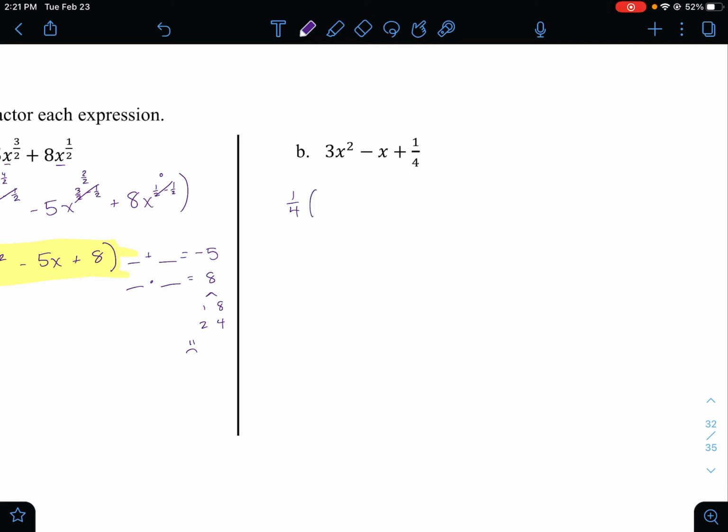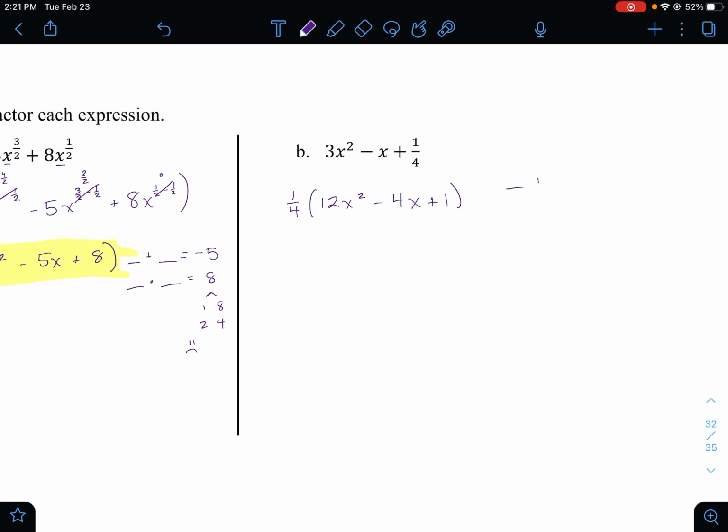So factoring out is the same as dividing. So dividing by 1/4 is the same as multiplying by its reciprocal. So it's like I want to multiply each term inside by 4. So I end up getting 12x squared. Whoops, I need a minus there. A minus 4x and a plus 1.